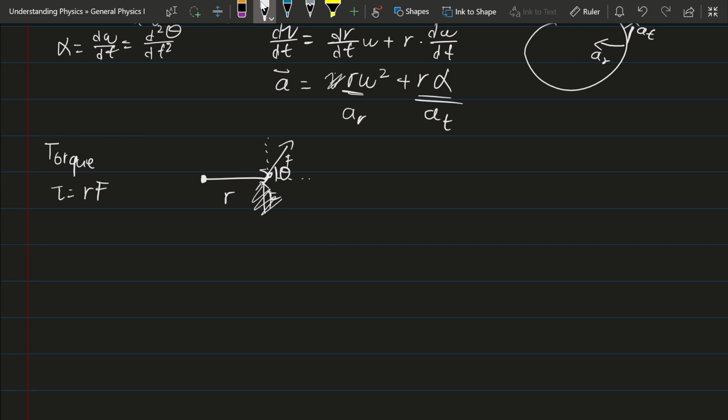And so if you try to find this y component, this is the sine theta. So it will be r times F sine theta, and this is the definition of torque. If you actually try to do this using vectors, you will later deal with something called the cross product, which we will later discuss in the next chapter.